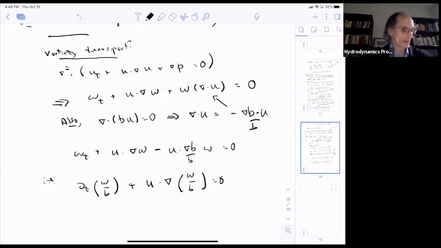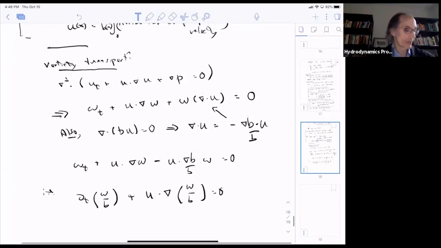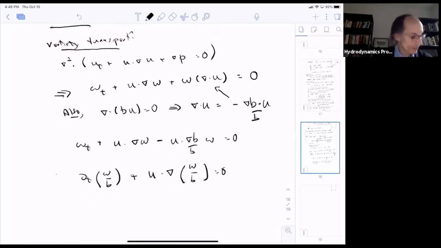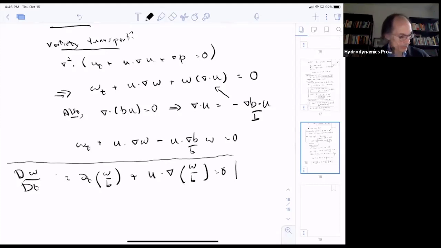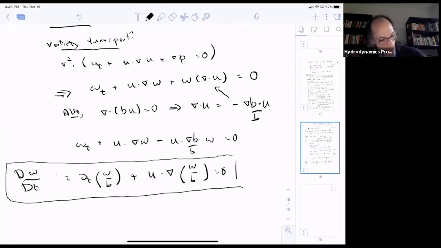What I've written here is just the so-called material derivative that we're used to seeing. So this is D omega Dt, the derivative along particle trajectories. Okay, let's see if this is correct.